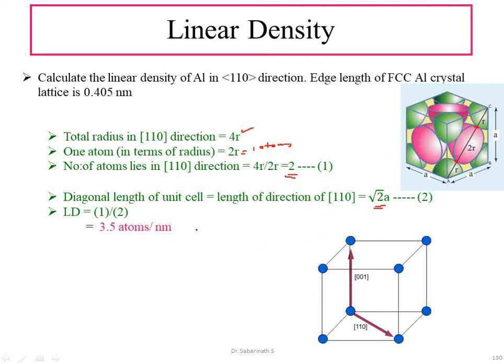So dividing, that is, the number of atoms by the diagonal length, 2 by root 2 a, where a is 0.405. So substituting this, you will get the answer as 3.5 atoms per nanometer. So that is the linear density of this particular problem.